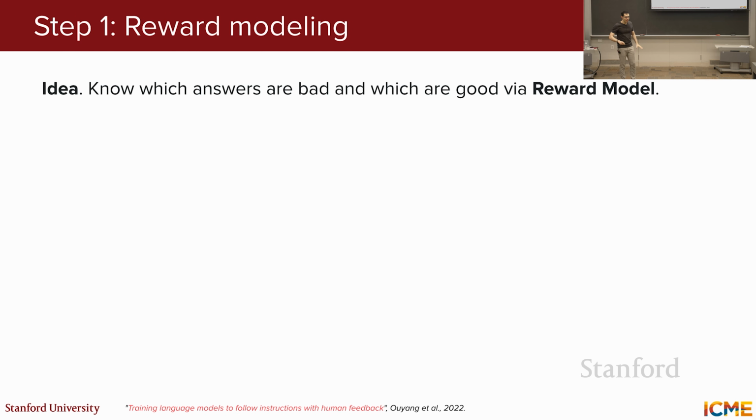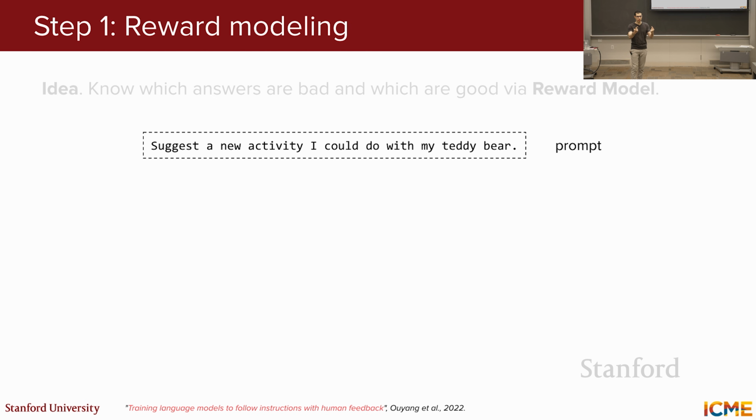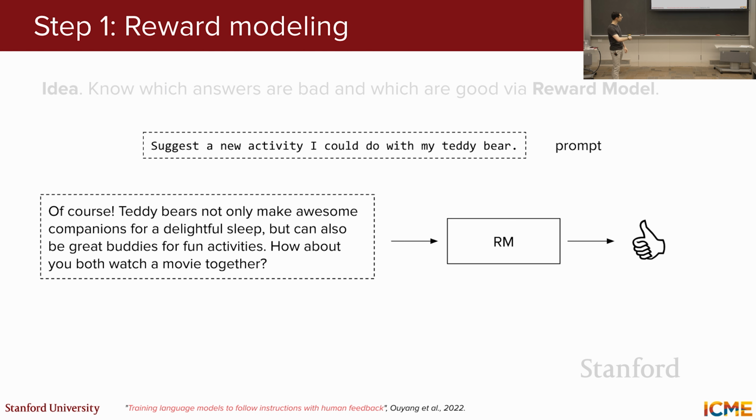Cool. OK, so now that we know what RLHF is, and we know that there are two steps, we'll go through the first step, naturally. Here, the idea is we want to construct a model that knows which output is good, which output is bad. And of course, what we want is to not only consider the output, but also the input, because you need to somehow contextualize that answer. So let's go with our favorite example. Suppose you have the following prompt: suggest a new activity I could do with my teddy bear.